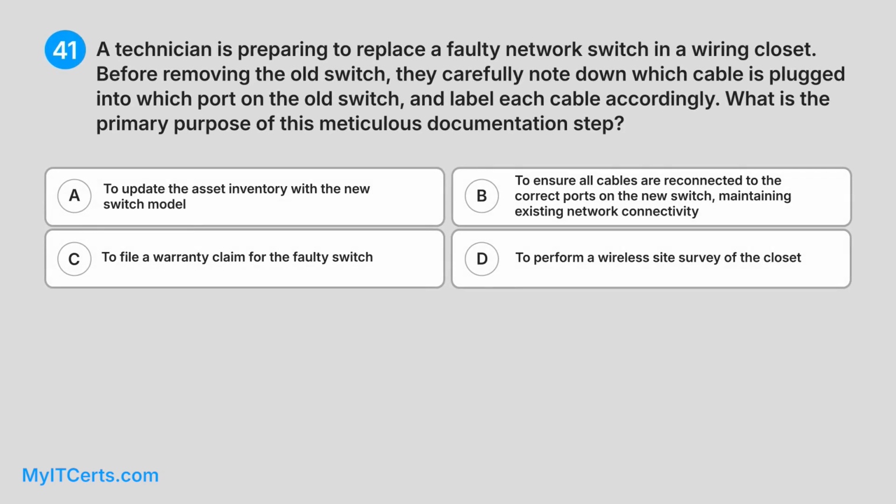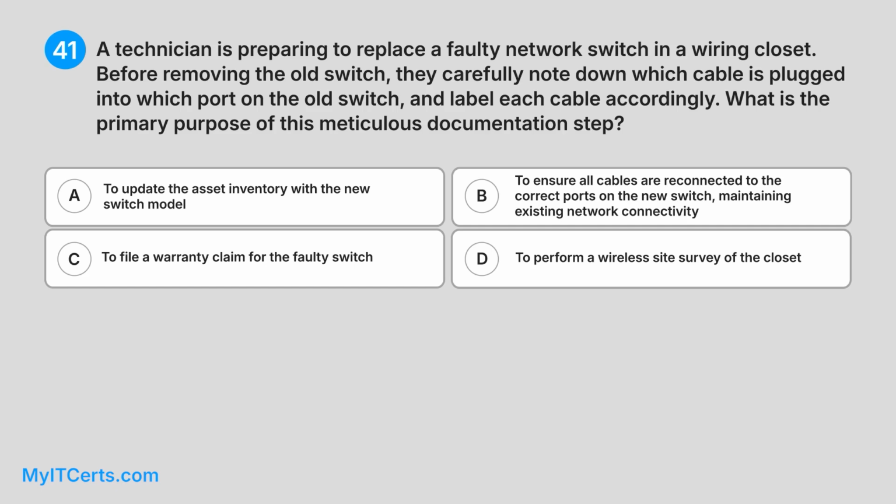41. A technician is preparing to replace a faulty network switch in a wiring closet. Before removing the old switch, they carefully note down which cable is plugged into which port on the old switch, and label each cable accordingly. What is the primary purpose of this meticulous documentation step?